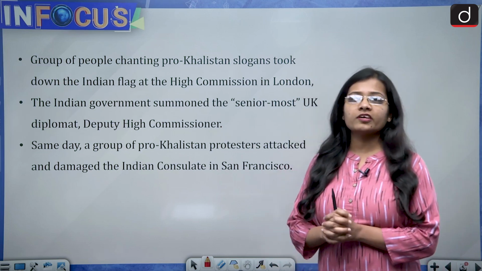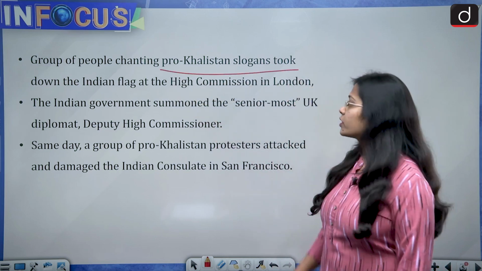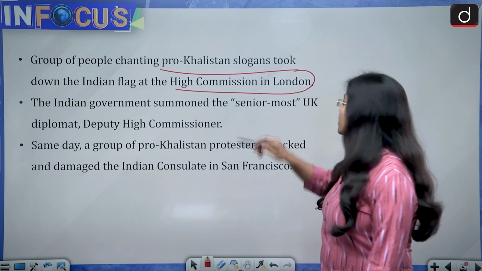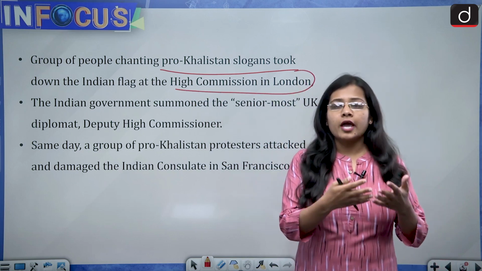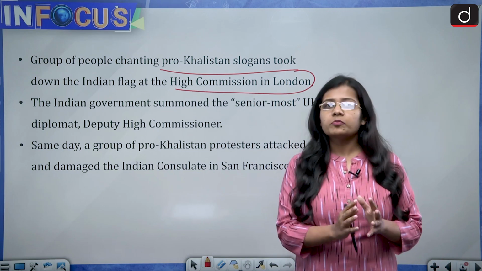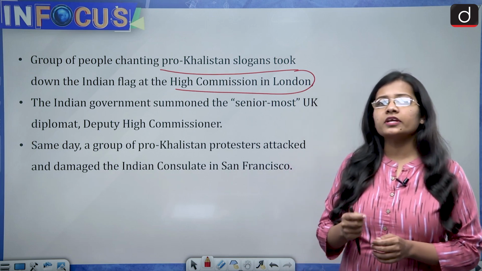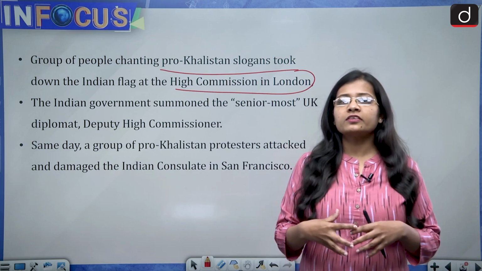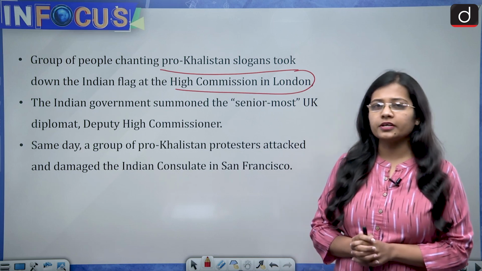So recently a group of people chanting pro-Khalistan slogans took down the Indian flag at the High Commission in London. We all know that every country has its embassies and high commissions in other countries, and those embassies and high commissions and the diplomats working there have a certain kind of protection associated with them, so that they are not at risk whenever they are working in some other country.